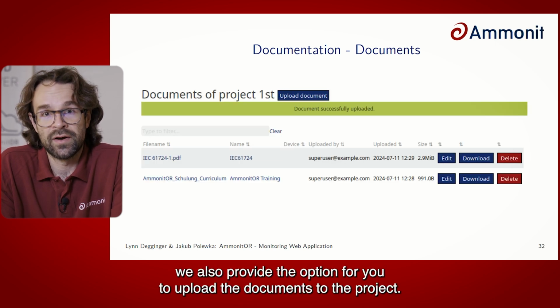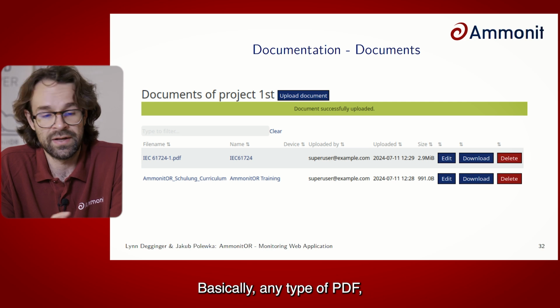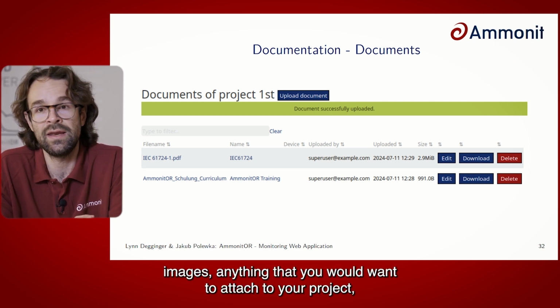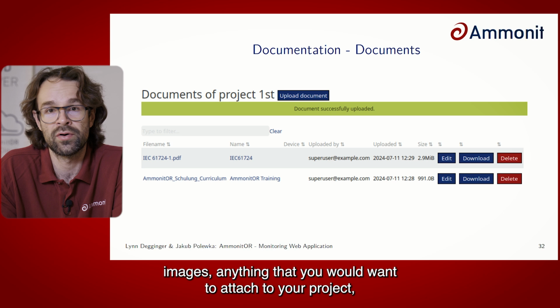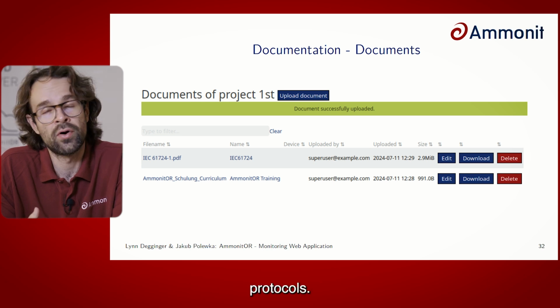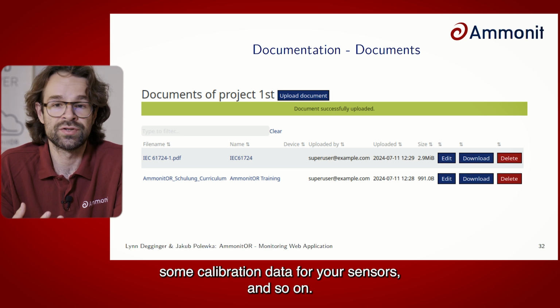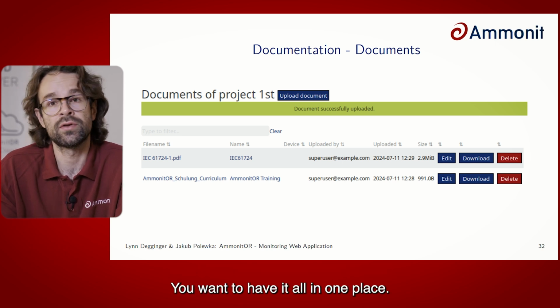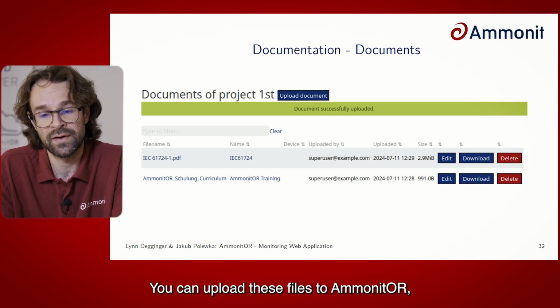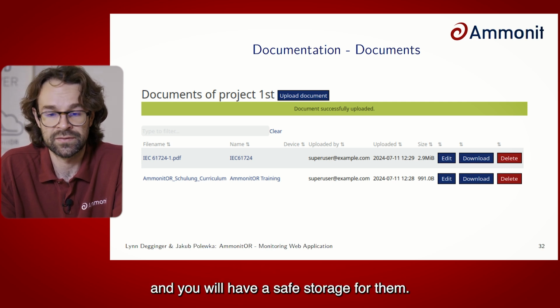So we also provide the option for you to upload documents to the project. So basically, any type of PDFs, images, anything that you would want to attach to your project, some kind of installation protocols. Let's say it might also be calibration data for your sensors and so on. You want to have it all in one place. You can upload these files to AmmonitOR and they'll be available for you to download, and you will have a safe storage for them.